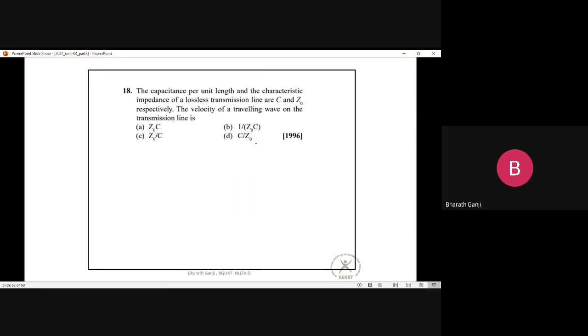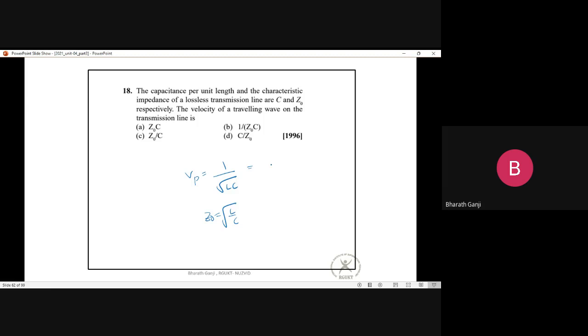Right? Okay, 1996 one. So capacitance per unit length and the characteristic impedance of the lossless transmission line are given by C and Z0. The velocity of a traveling wave on the transmission line, they are asking what the phase velocity is. Yes, 1 by root over LC. But I need to write it in terms of Z0 and C because Z0 is nothing but square root of L by C.